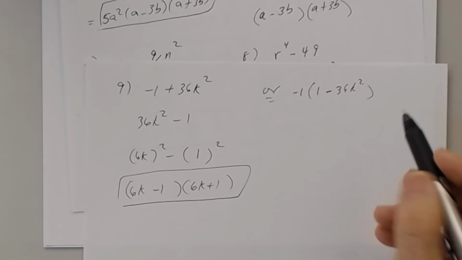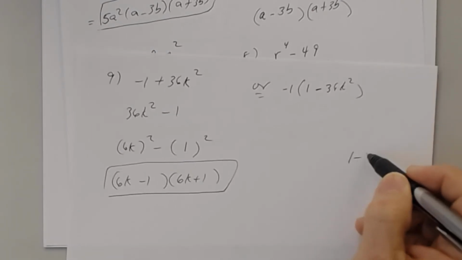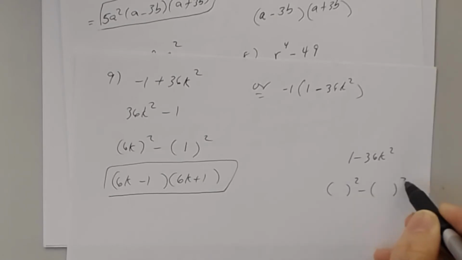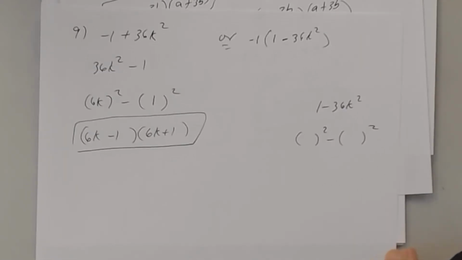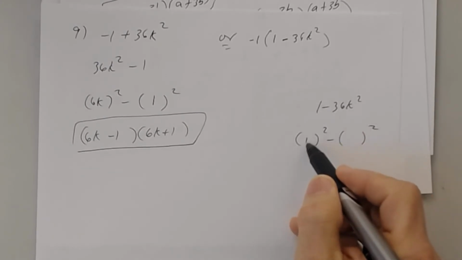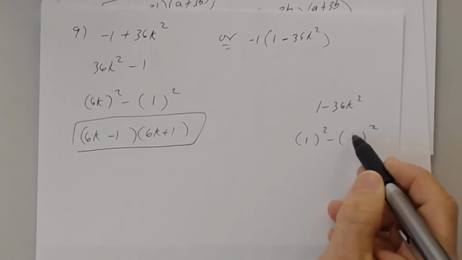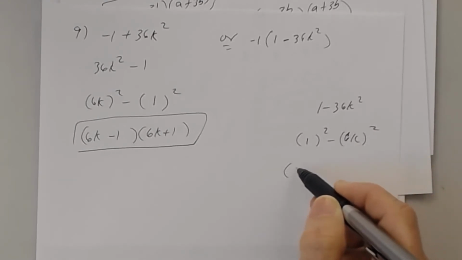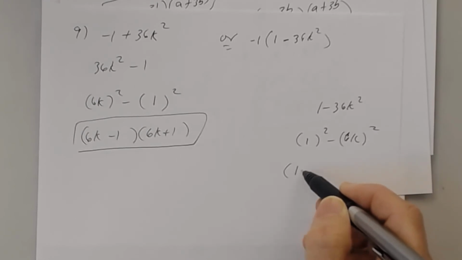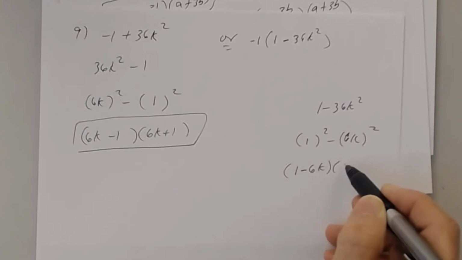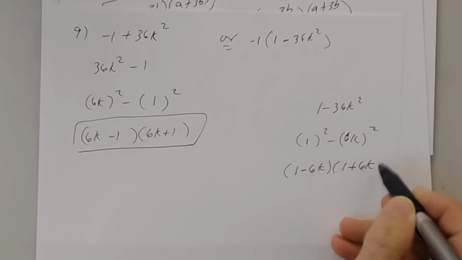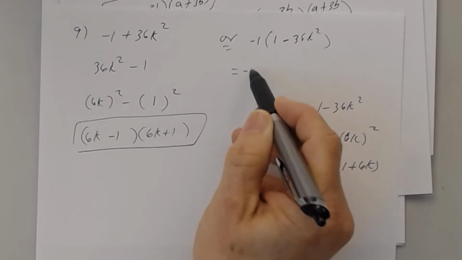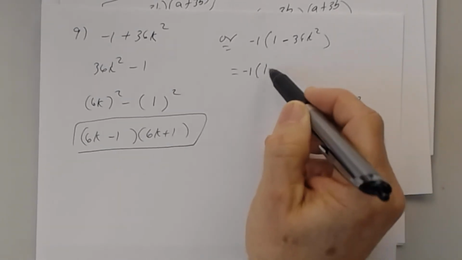Now look at that 1 minus 36k squared, though. Is that the difference of two squares? Yeah. What times itself is 1? 1. What times itself is 36k squared? 6k. So how do you factor this, though? 1 minus 6k times 1 plus 6k. And so then your answer would be what, though? Negative 1 times these two things.